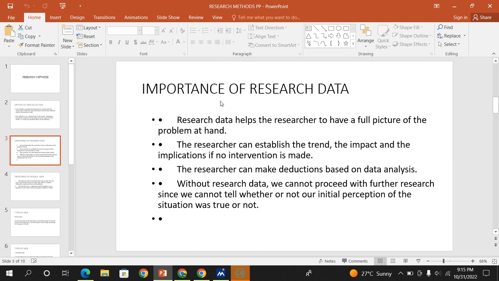Second, importance of research data. Research data helps the researcher to have a full picture of the problems. The researcher can establish the trends, the impact and the implication if no intervention is made. The researcher can make deduction based on data analysis. Without research data, we cannot proceed with further research.